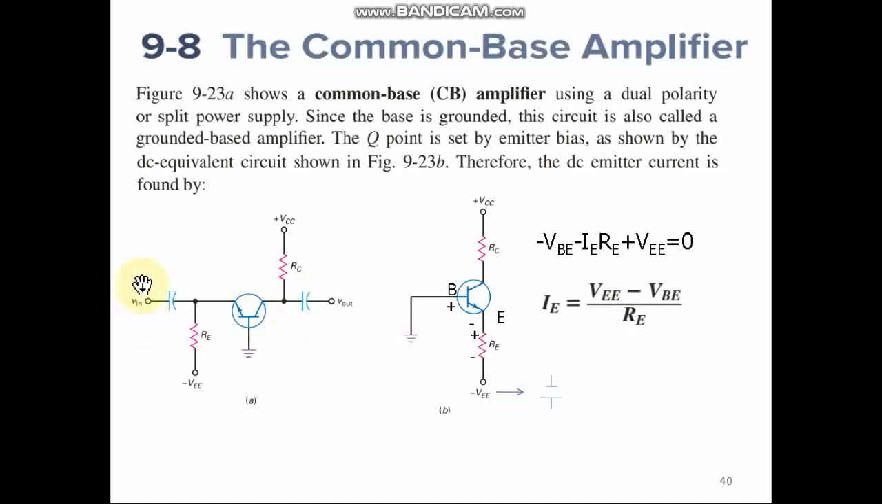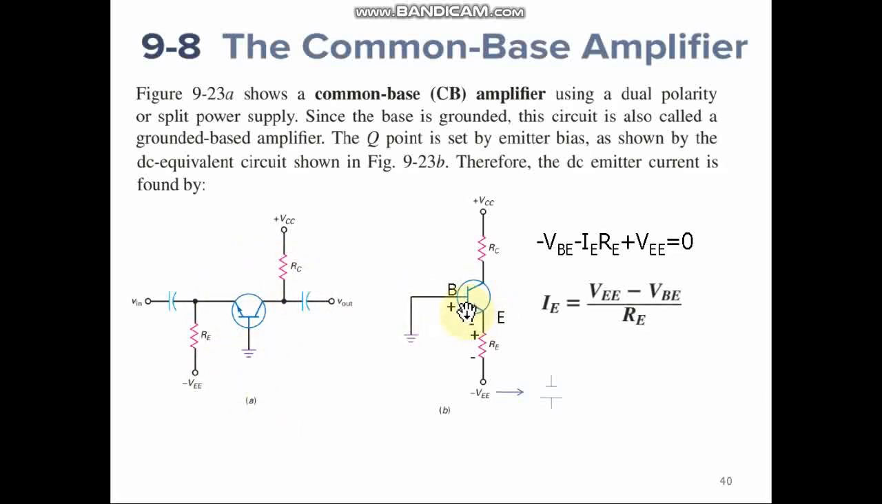So let us see first of all the figure A. Here the Vin is given to the emitter. Emitter is connected to minus VEE using this RE. Output is taken from the collector side. Collector is biased with the VCC using the RC, and the equivalent of this circuit is shown here.